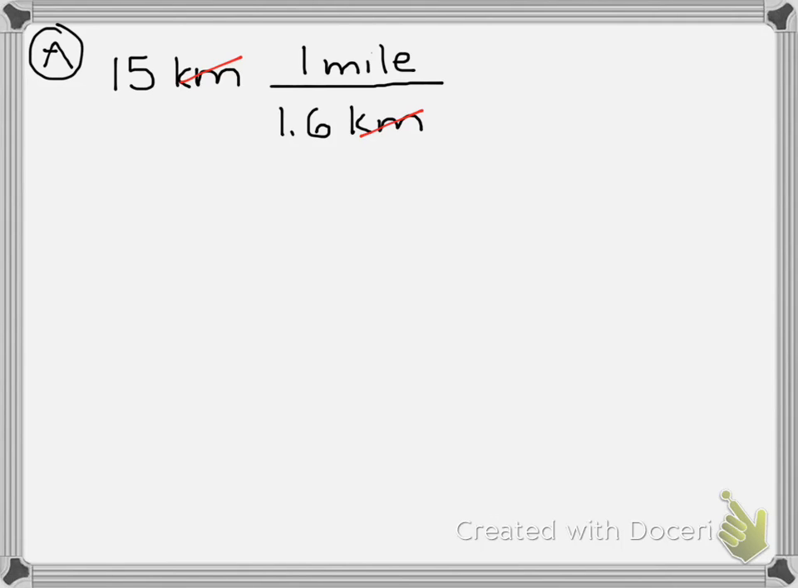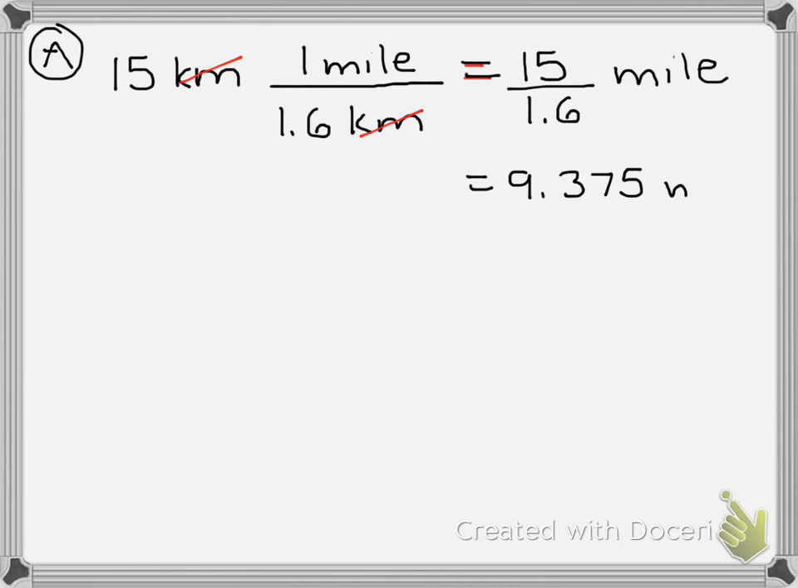15 times 1 is 15. And then we're going to have 1.6 in the denominator, and our only units that are left are miles. Now remember, a fraction bar also represents division, so at this point we can do 15 divided by 1.6, and we'll just be left with 9.375 miles. And that's it for question A. Let's take a look at B now.